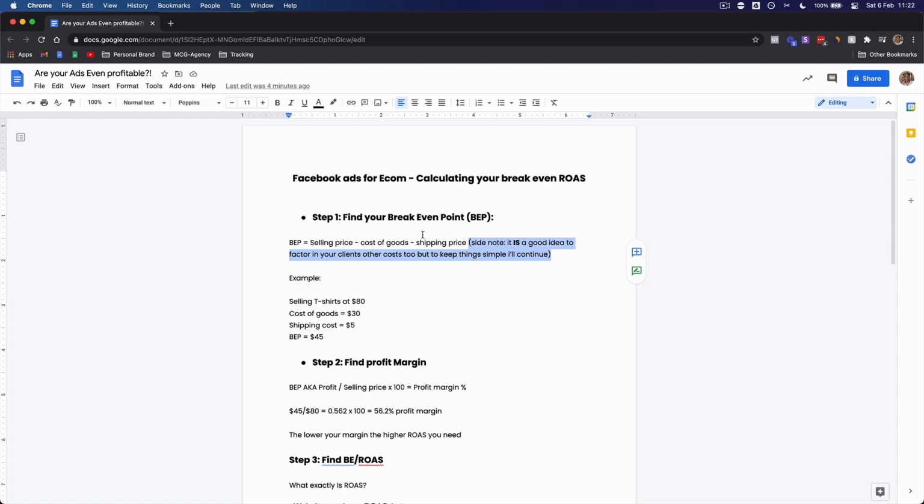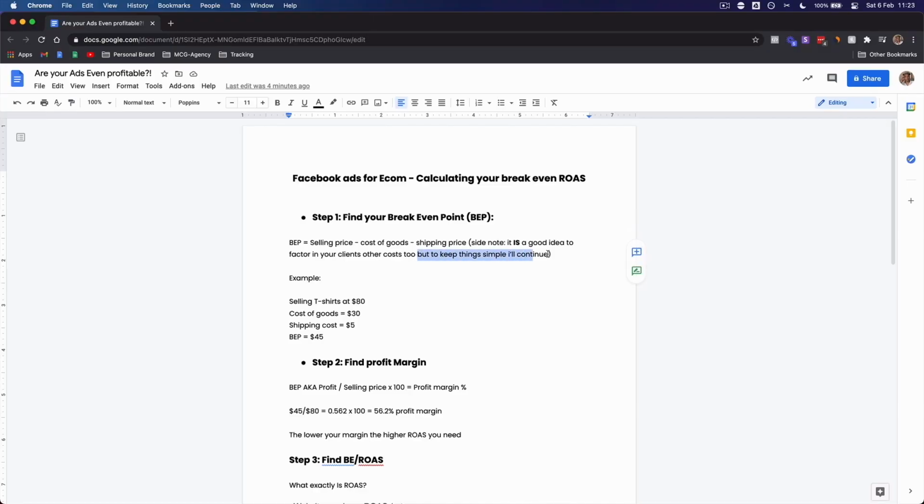So yes, it is a good thing to factor in other costs such as staff costs and other software costs. For example, your Shopify subscription, your email automation subscription, and all the software that you're actually paying for in your e-commerce business. It is a good idea to factor those in. But just for this example, I'm going to keep it super simple. So let's go into this example.